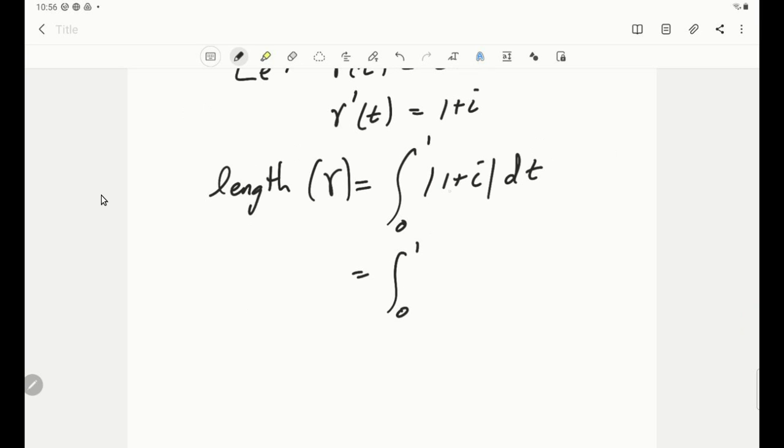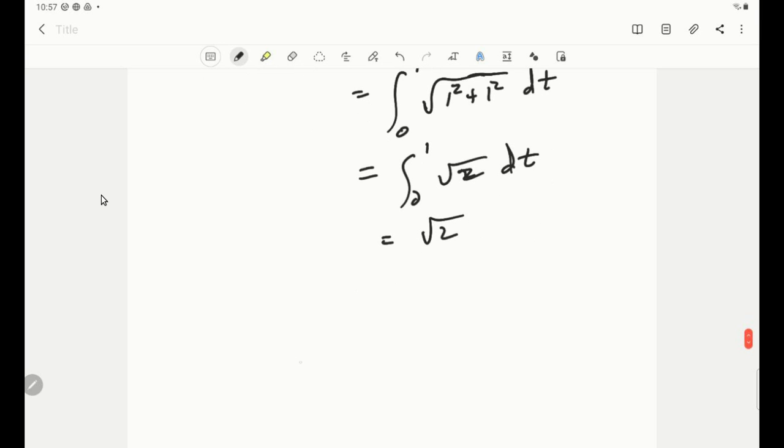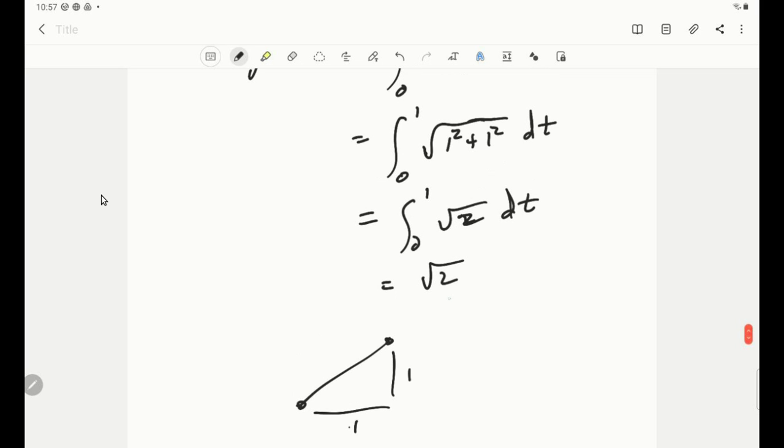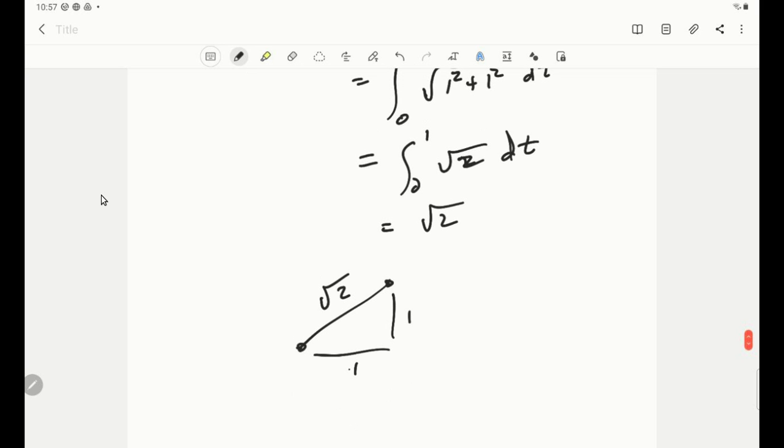Well, that's equal to the integral from 0 to 1 of the square root of 1 squared plus 1 squared dt. So that's the integral from 0 to 1 of square root of 2 dt, which indeed is just the square root of 2. We said it's a straight line going out here like this. This is 1, that's 1, so the Pythagorean theorem says that's the square root of 2. So at least on that one we got the length right.